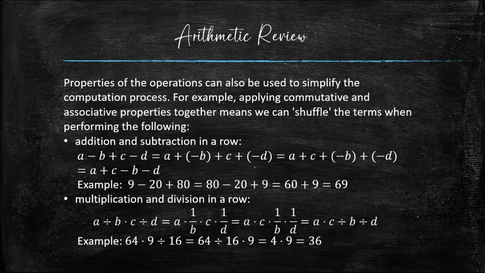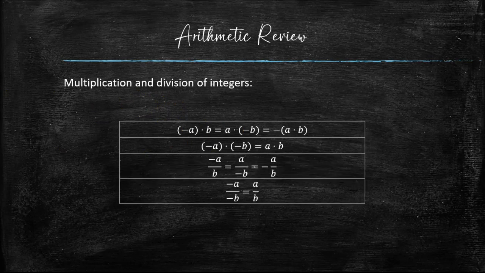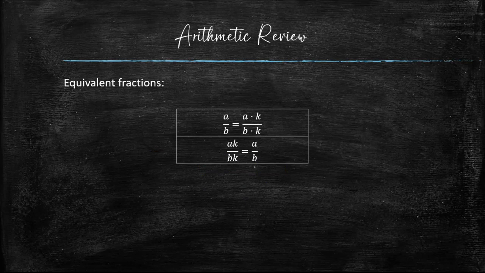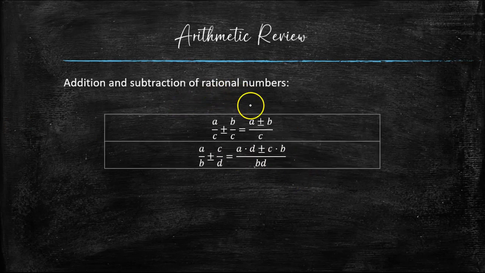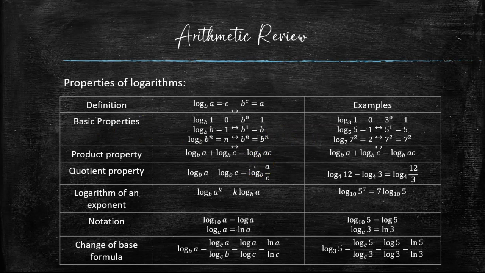Now, you have to be extra careful when performing computations that involve negative numbers and fractions. So these are the rules for adding and subtracting integers. These are the rules for multiplying and dividing integers. So you know negative times negative is positive, but negative by positive is still negative. Now, these are the rules for writing equivalent fractions and for reducing a fraction to the smallest terms. Now, these are the rules for adding and subtracting rational numbers. These are the rules for multiplying and dividing rational numbers, in case you forgot those.